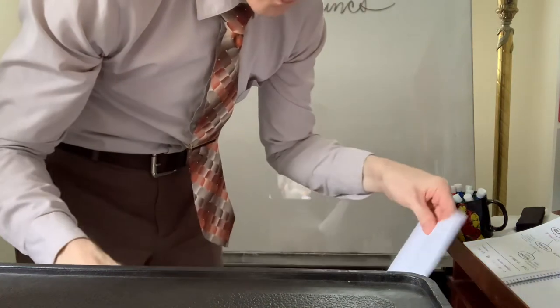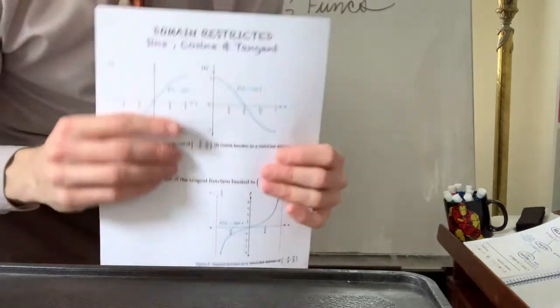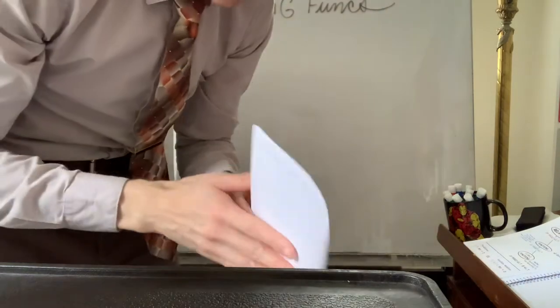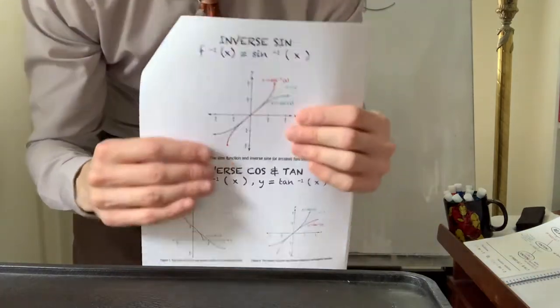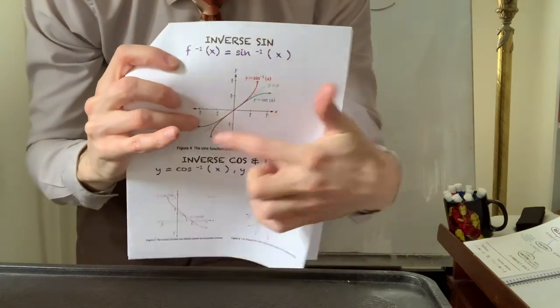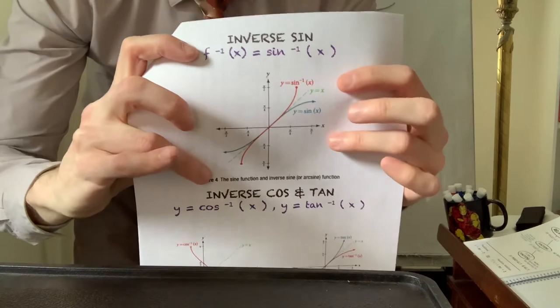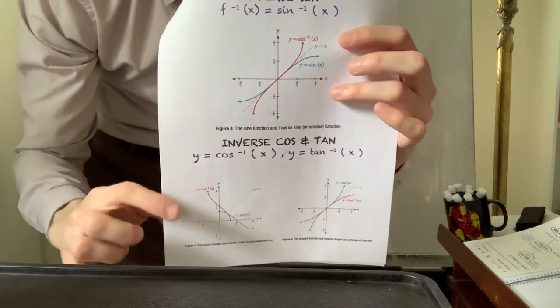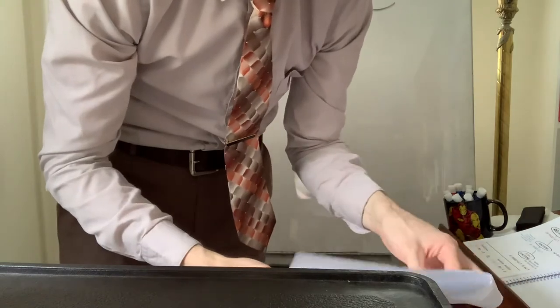Oh, pardon me, I should correct myself. These are the restricted graphs. The actual inverses, which are more or less their reflection about the diagonal y equals x, are these graphs. This is the inverse of sine, cosine, and tangent. Okay, so good to have.